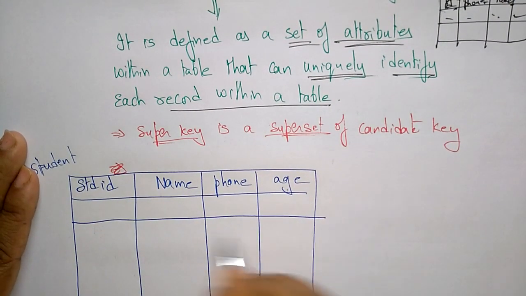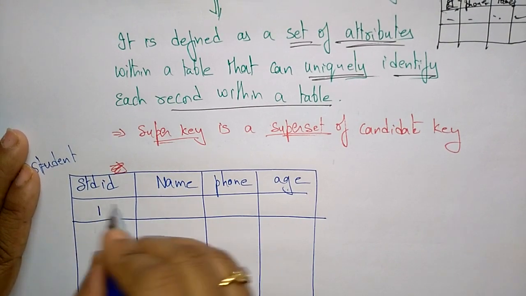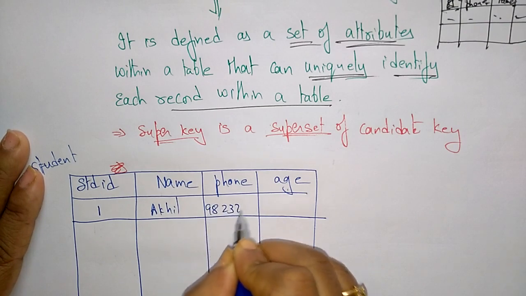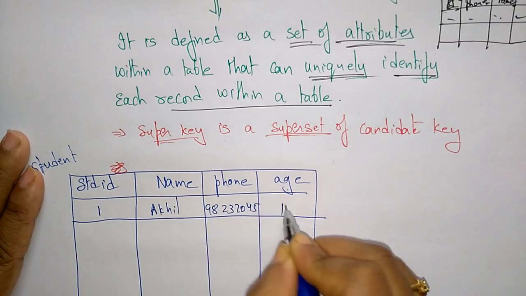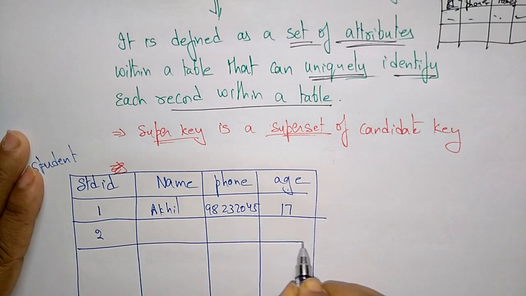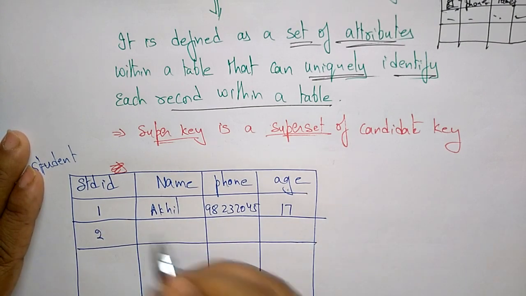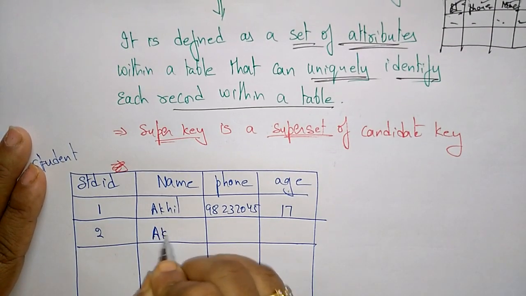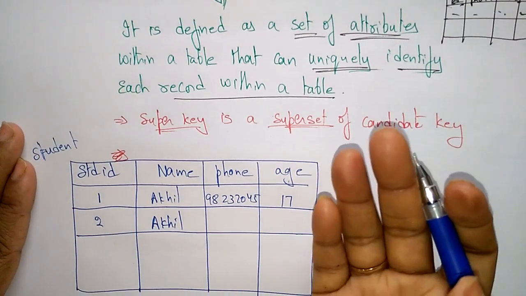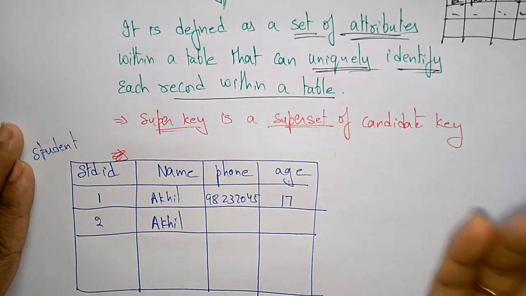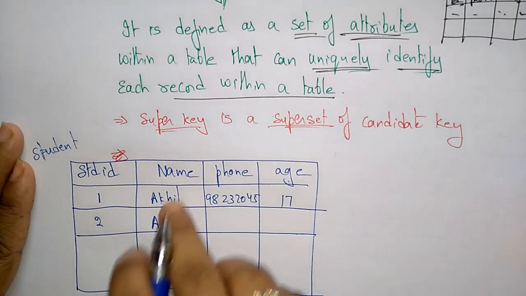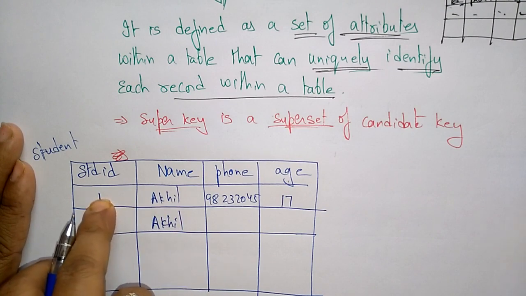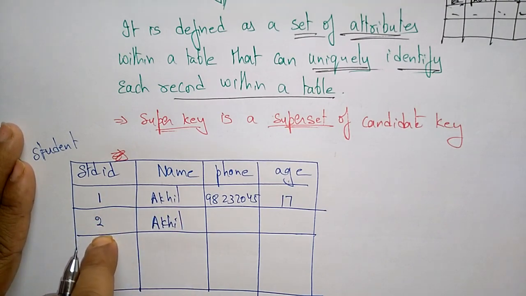Coming to the tuples, the values in each row. Student ID is 1, Akhil, phone number 98237045, age suppose 17. And the student ID is 2, and here is the same name, he is also Akhil. So in the same class, the same name can be there for two or more people. In my class I have Akhil also. Two Akhils will be there, but the first Akhil is holding roll number 1 and the other Akhil is holding roll number 2.